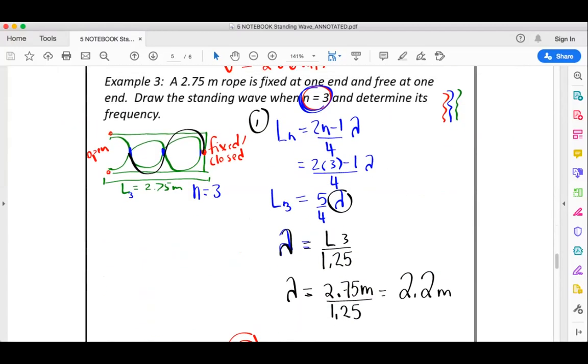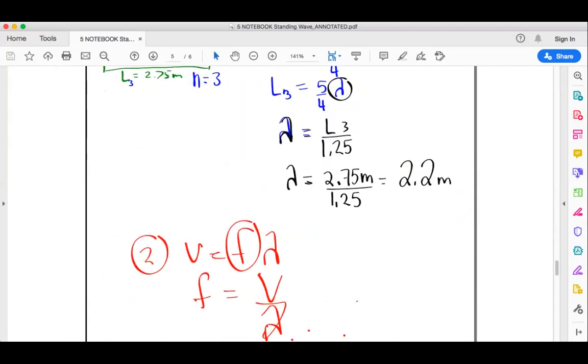Okay, so we're gonna draw where it's open at one side and fixed at the other. And if it is n equals 3, I will have 1, 2, 3. And then I can either use my diagram to see it's 1 1/4 wavelength, or I can use my equation. 2 times 3 minus 1 divided by 4 is equal to 1 1/4 lambda, or 5/4 lambda. And then to isolate for lambda, it is 2.75 meters divided by 1.25, and we get 2.2 meters.